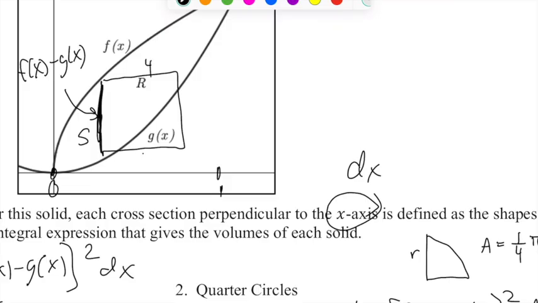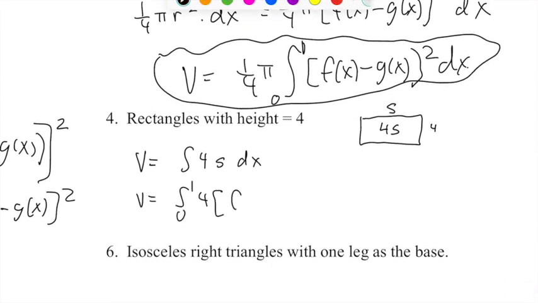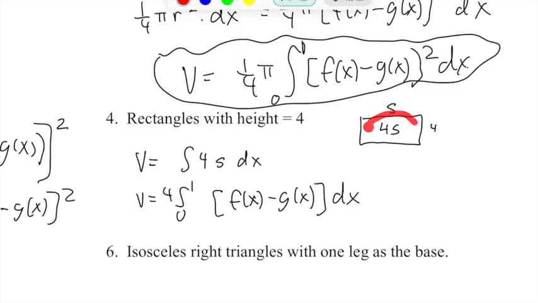The height of 4 are these two sides, right? So it's just f of x minus g of x. So this is 4, and this is f of x minus g of x dx. And then you can rewrite that and put the 4 outside. And that is it. This one is not squared, because again, the area was 4s dx.